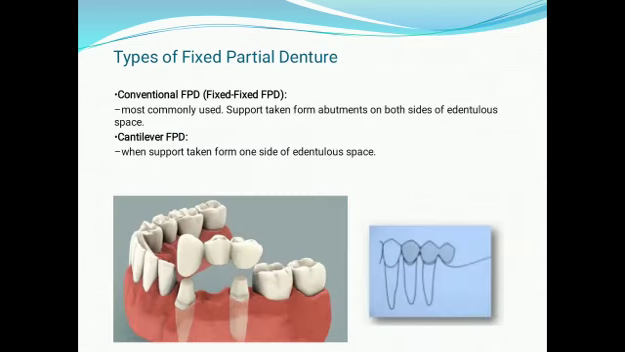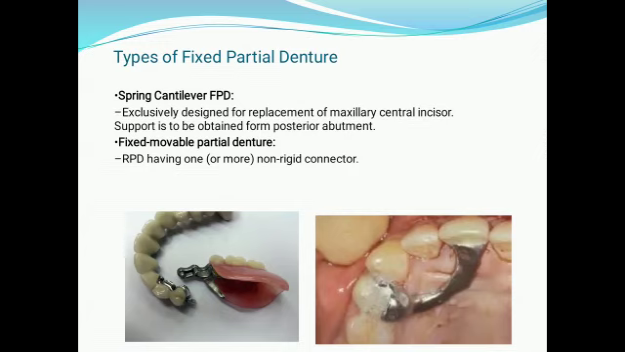Types of fixed partial dentures: conventional and cantilever. The conventional type, most commonly seen, is supported from the abutments on both sides of the edentulous space. In cantilever, support is taken from one side of the edentulous space. Spring cantilever fixed partial denture is extensively designed for replacement of maxillary lateral incisors. Support is to be obtained from the posterior abutment.